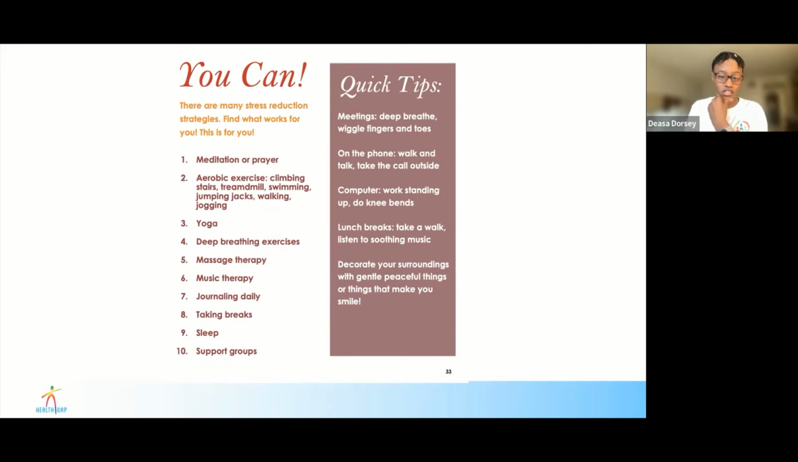So does anybody have any stress relieving strategies that they like to share? What are some things you do to manage your stress?